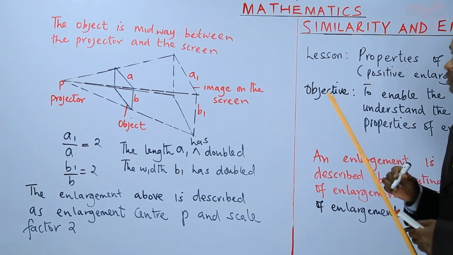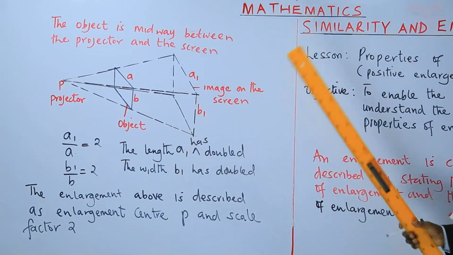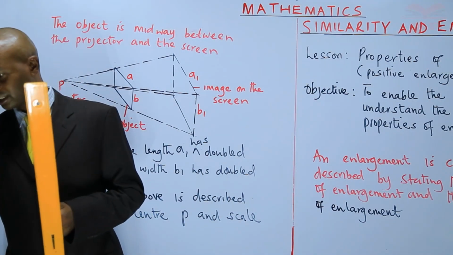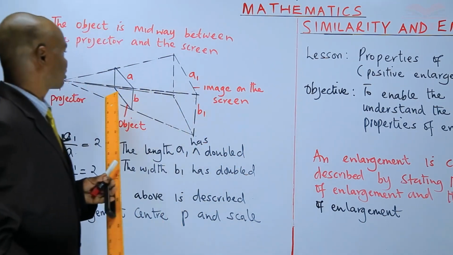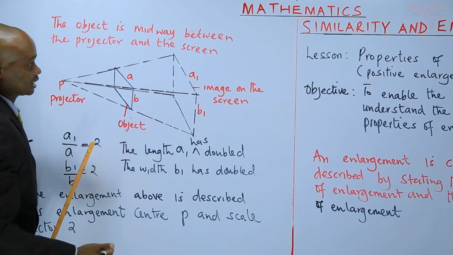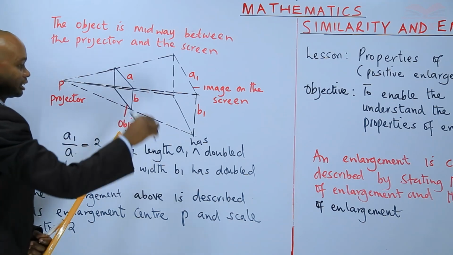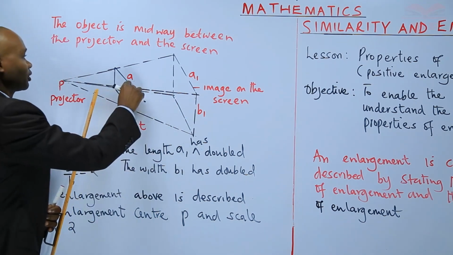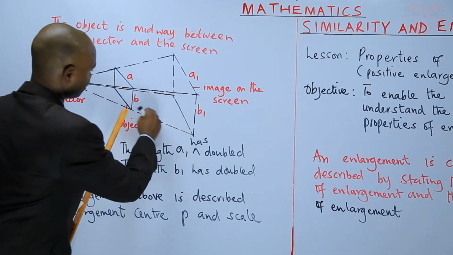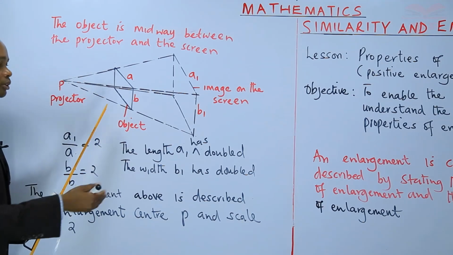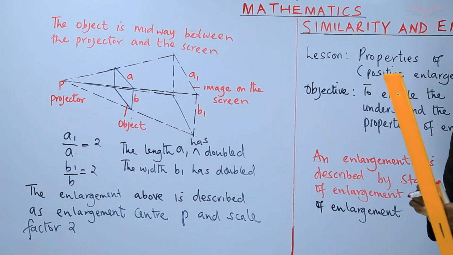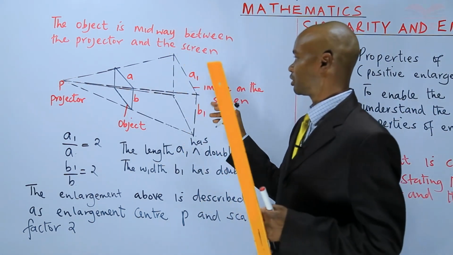So the most important thing is to state the center of enlargement and the scale factor of enlargement. It is easy to tell when you are given a scale factor of enlargement. If this is 4 centimeters, and the scale factor of enlargement is 5, this will be 4 times 5 to get 20. If this is 3, and the scale factor is still 5, B1 will then be 3 times 5 to get 15. They can help us to get the dimensions of the object and the dimensions of the image.